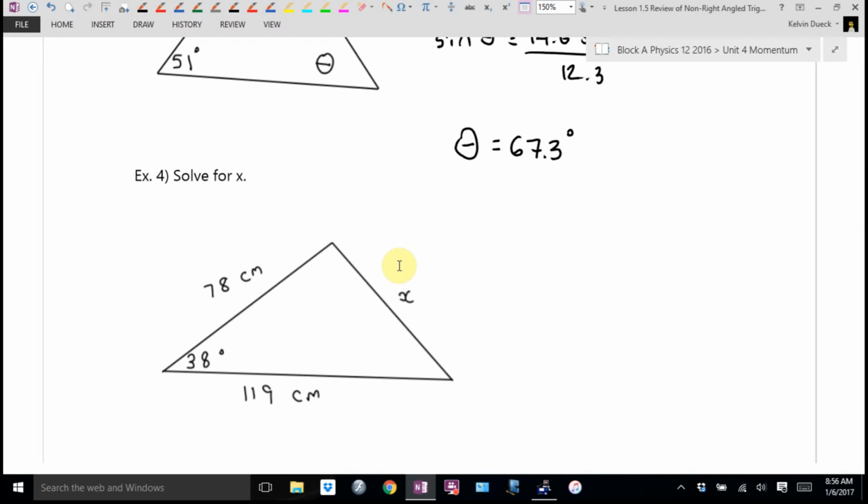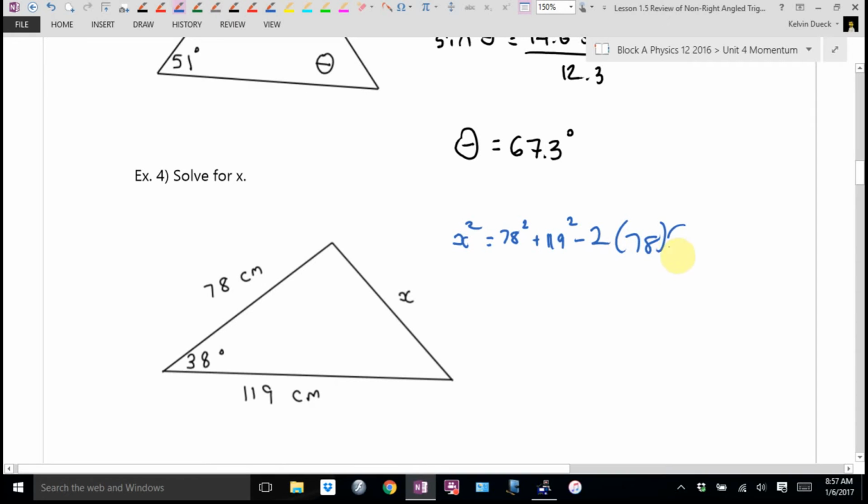Example 4, sine law or cosine law? Cosine law, okay? Here's how I put the cosine law together. Kayla, what variable are they asking me to find? So it's going to be little x squared, and it's going to be cos of angle big X, the 38. And it's going to be the other side squared plus the other side squared minus 278. 119 cosine big X. That's kind of how, cosine, I can even put in the number. What was the number? 38.